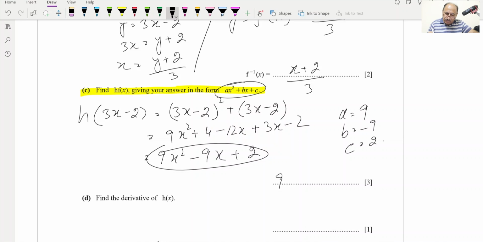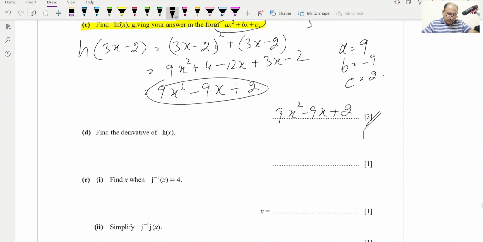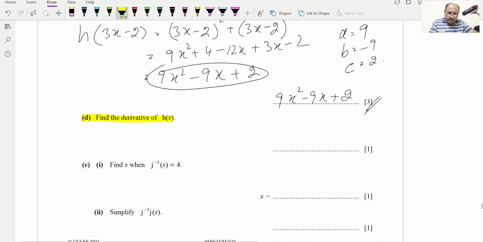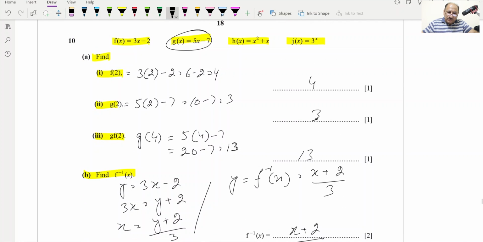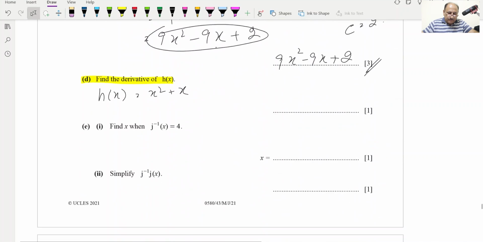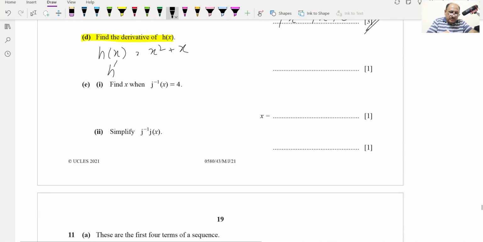We can write the equation over here, 9x squared minus 9x plus 2, a 3 marks question, which we are done. Find the derivative of h of x. So h of x is what? H of x is equal to x squared plus x, which we have taken from the main question. The derivative of this will be what? H dash of x is equal to 2x. The derivative of x squared will be 2x, plus the derivative of x is 1. So the answer will be 2x plus 1.